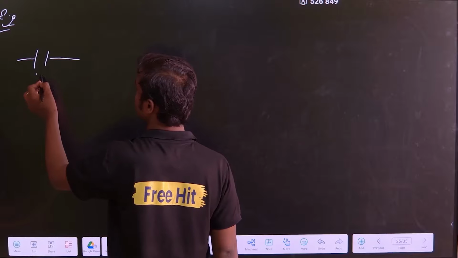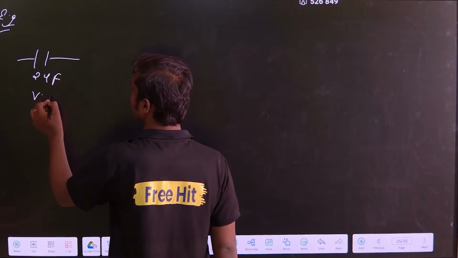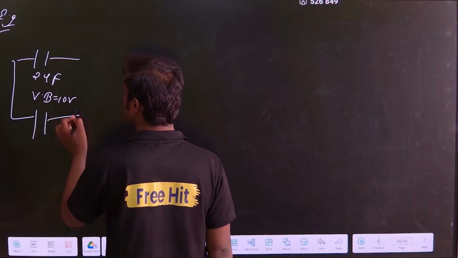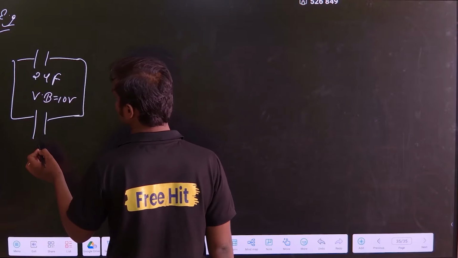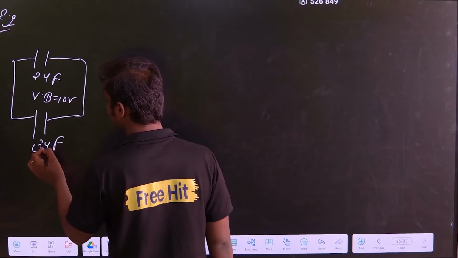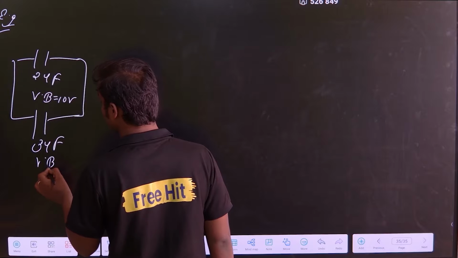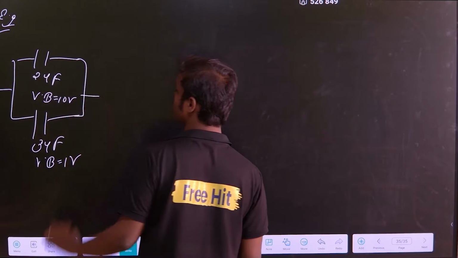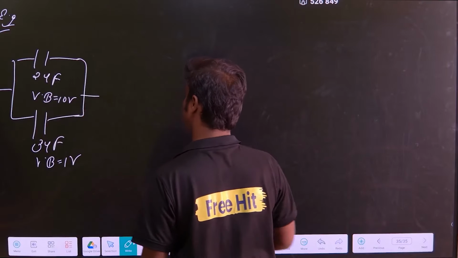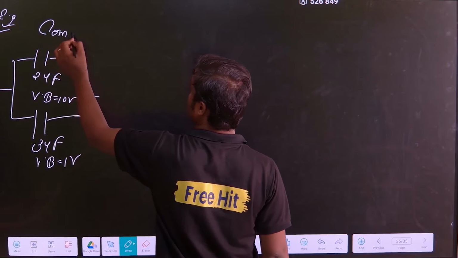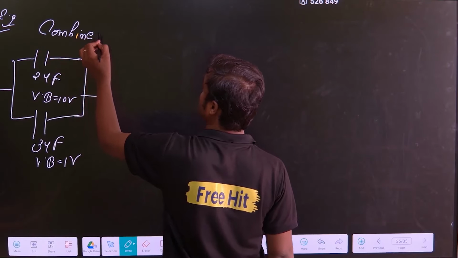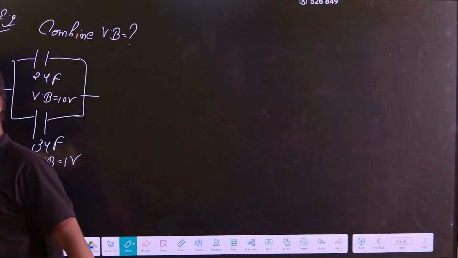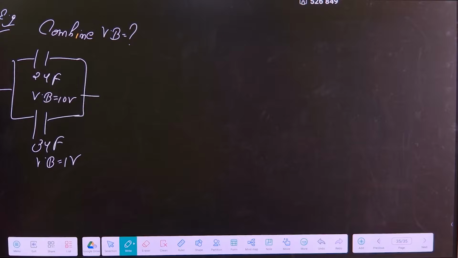Suppose this is 2 microfarad, breakdown voltage of 10 volt, connected with a 3 microfarad, breakdown voltage of 1 volt. Okay, they are connected in parallel. My question is, what is the combined breakdown voltage? Same question. I'm not going to take multiple examples for this, and please tell the right answer for this. This is very easy. What is a combined breakdown voltage?